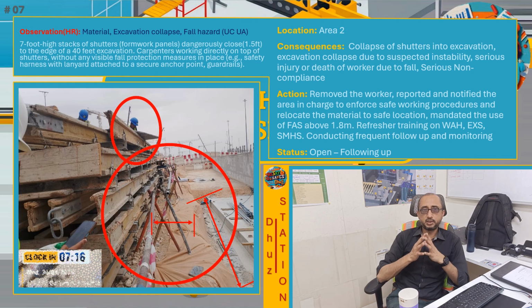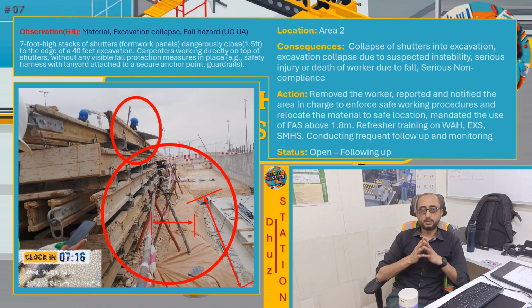Action taken: the safety team immediately removed the worker from the top, reported the issue, and notified the area in charge to restrict any access to the specific location and then implement the safe work procedures effectively. Relocate the shutters to a safe location safely, and mandate the use of a full body harness for any work above 1.8 meters. For the teams involved, trainings were recommended on work at height and fall protection, excavation safety, and safe work method statement.